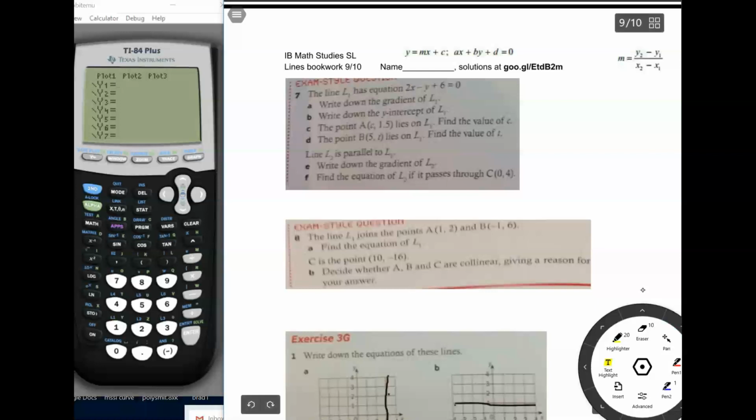You have to be really careful with this format, 2x minus y plus 6 equals 0. It's this format here, which we call standard form. Standard form is not very informative. It doesn't really tell you anything right off the bat. It just maybe looks nice. So what we need to do first is to change this format into the gradient intercept form.